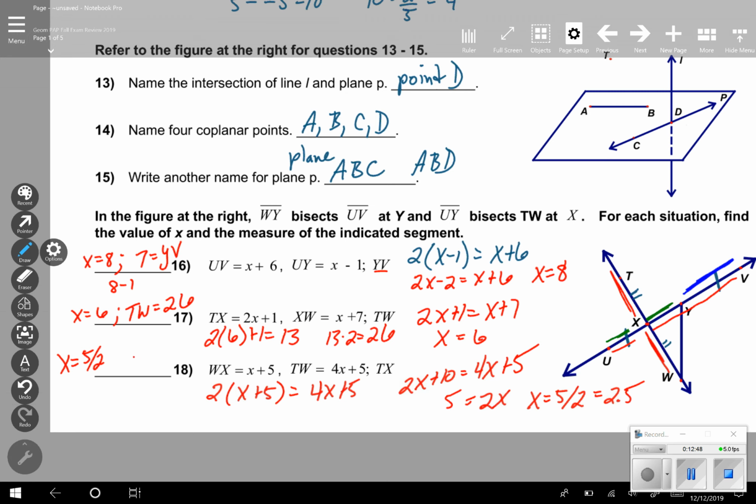And then we need to find TX. TX is just half that line, and it's equivalent to WX. So I'm going to do 5 over 2 plus 5. I need to get that 5 over 2, so I'm going to do 5 times 2 over 2, so I get 10 over 2. So 5 over 2 plus 10 over 2 is 15 over 2, also known as 7.5.